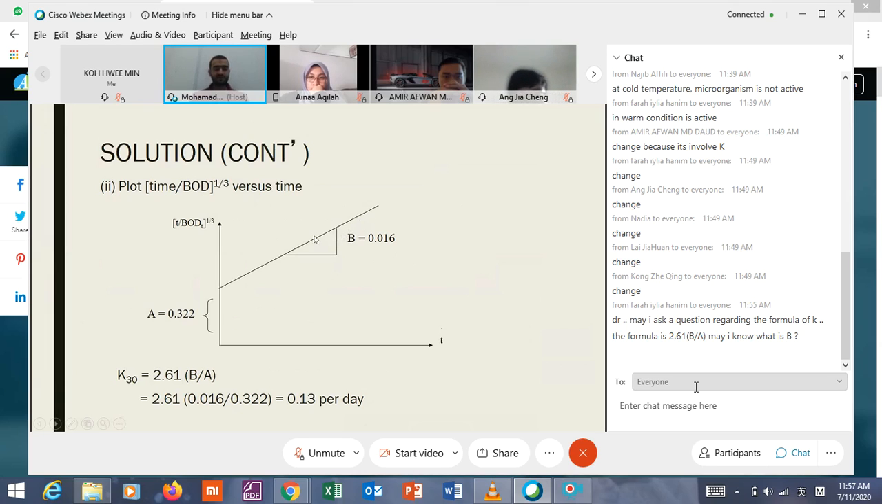So the slope is determined easily using the angle here and the sine, cosine. You know this basic mathematics from secondary school, so it's something easy. And this is the value of B.